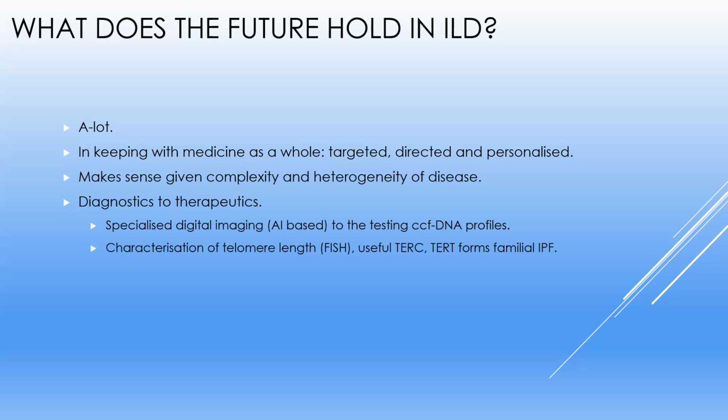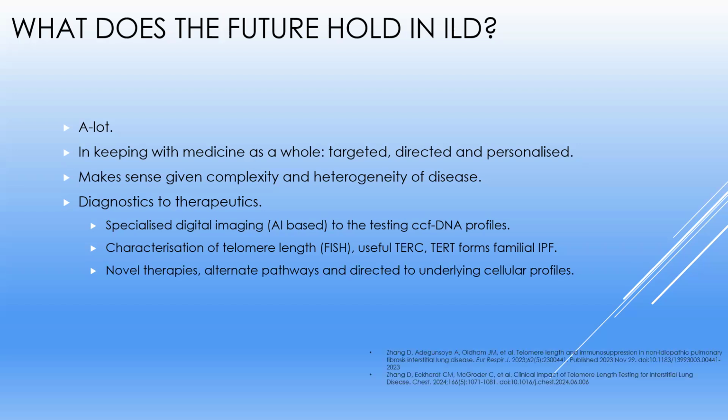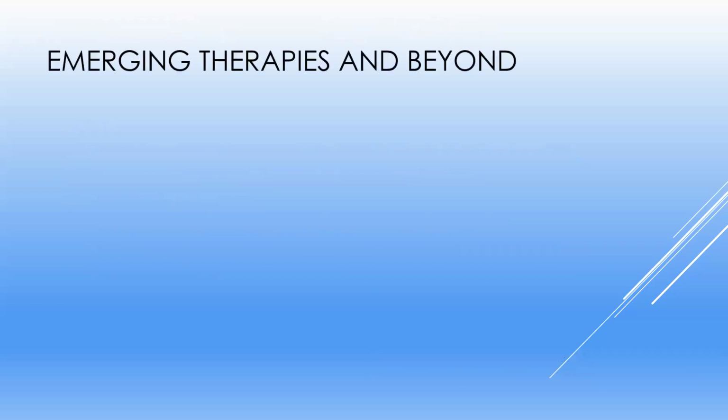It's also important to characterize the telomere length with fluorescence in situ hybridization. This can be useful, as patients with shorter telomeres are susceptible to short telomere syndrome, and may have IPF with familial forms, especially now with TERC and TERT genes. And it's important that novel therapies are emerging as we develop more understanding of our pathways and cellular profiles.